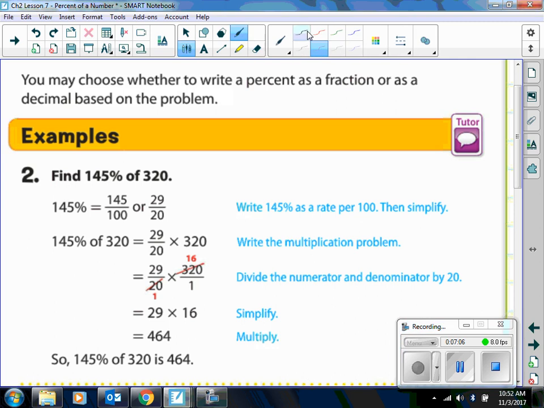So here we are going to write 145% as a fraction. So that's 145 over 100. Now that can be simplified to 29/20ths, and that 29/20ths is 145%. That's what we're going to multiply times the whole thing, which is 320. So again, we have 29/20ths times 320. We can simplify before we multiply. And so that's 29 times 16 in the numerator and 1 times 1 in the denominator. So we end up with 464, which is greater than 320.